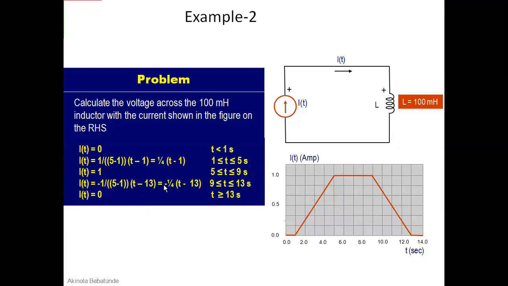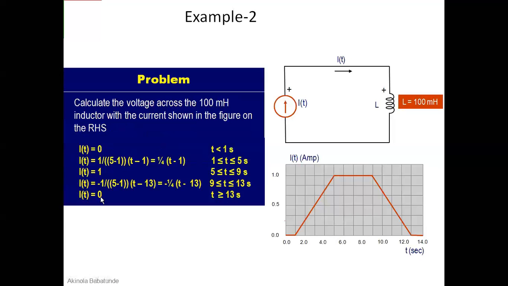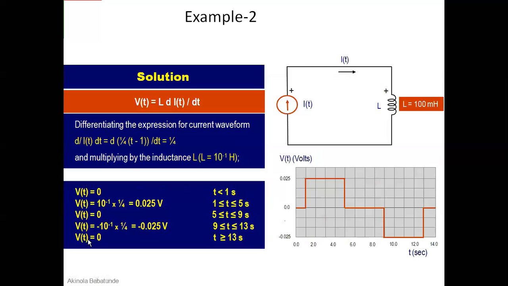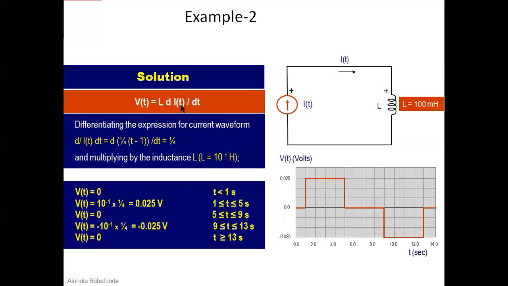When you differentiate the next current, minus 1/4 t plus 13, what are you going to have? When you differentiate this, you have minus 1/4. So you have 10 raised to the power minus 1 times minus 1/4, and so you're going to obtain minus 0.025 volts. Also, when current is 0, you differentiate this, this is a constant, so if you differentiate that, you get 0. So 0 multiplied by L gives us voltage equal to 0.